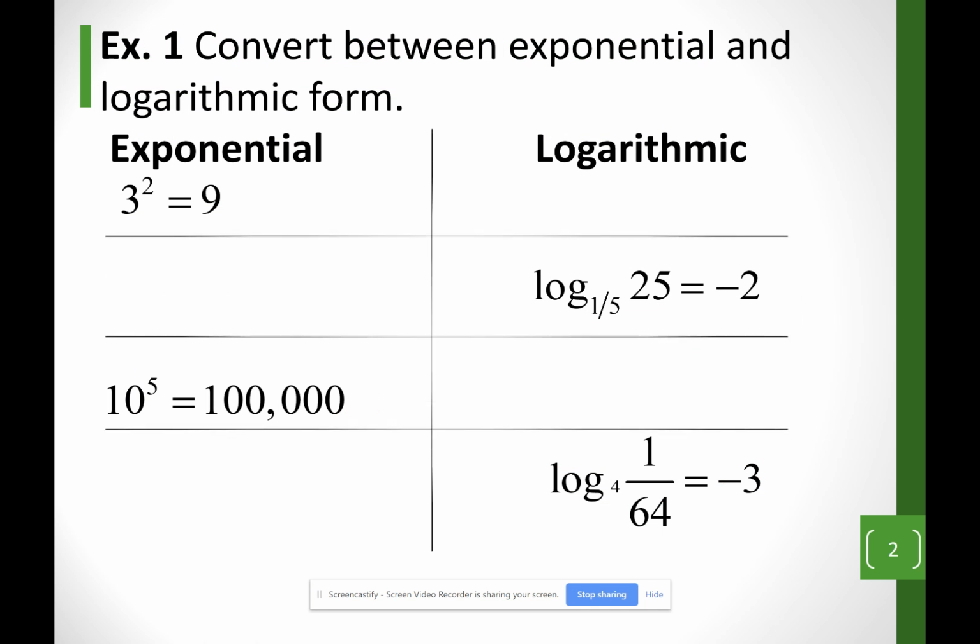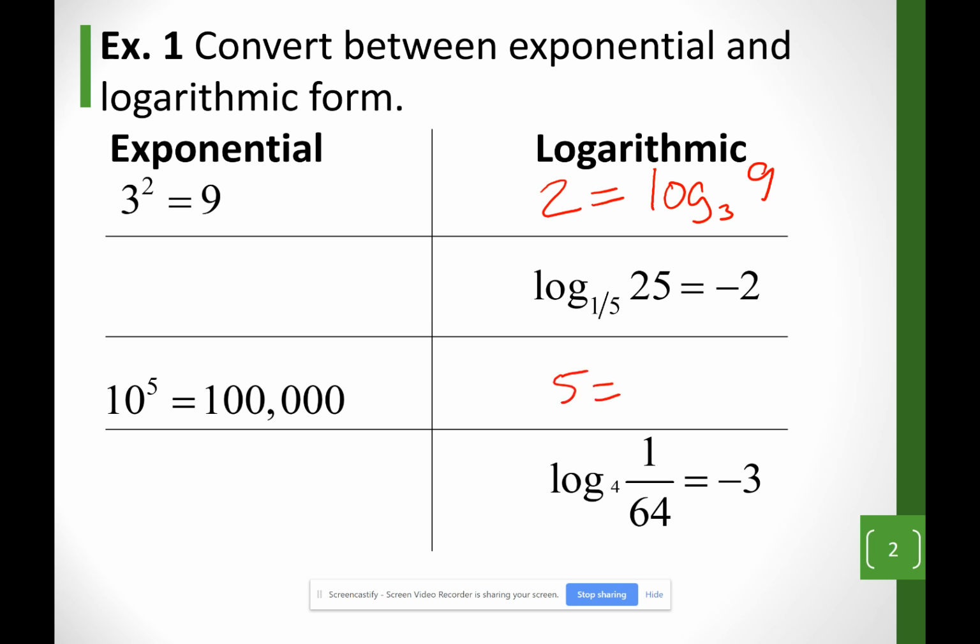To not get confused, I'm going to draw a little bit of lines here. So in the first one, my exponent is 2. So I'm going to write 2 equals log base 3 of 9. See how I did that? Now let me skip to the third example. My exponent is 5. So I'm going to write 5 equals log base 10 of 100,000.